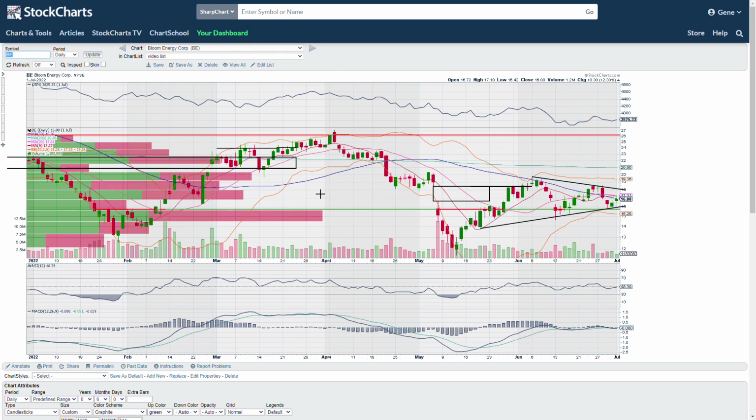Bloom, I got this on the list again this week, still trading in this tight triangle here. It's wedging. It's not a textbook triangle, but you got a nice little wedge here, trending in it. If we can get back above these moving averages, take this downtrend out, this could possibly push.